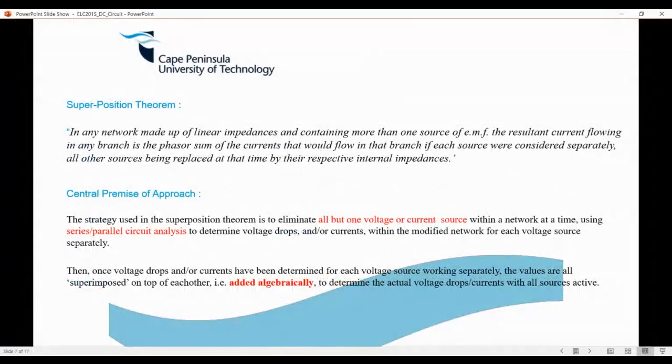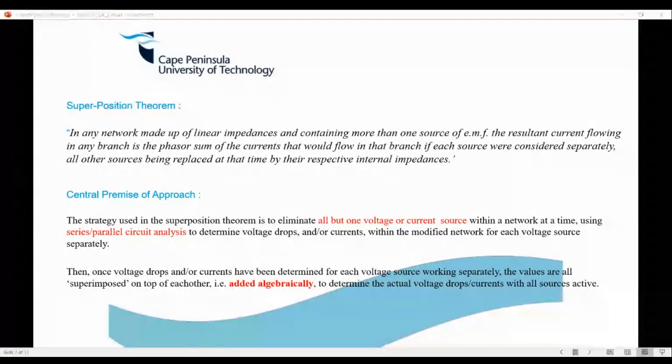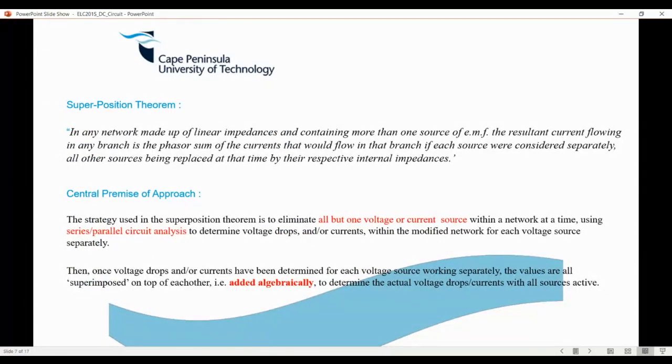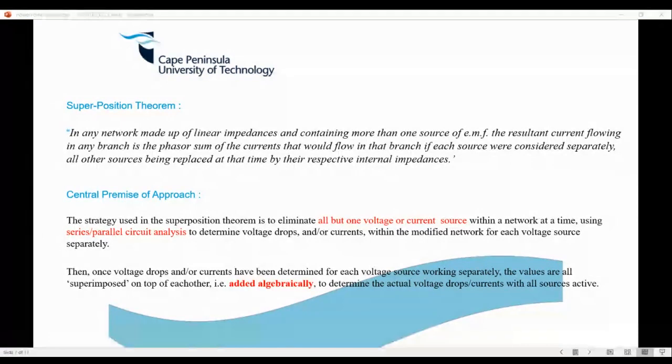So the next theorem is superposition, and I'll just read you how it is expressed in words. This is again analogous to what we covered previously, where we're taking one element or one section and working that out, and we work on another element, another section, and then in the end we add it up.